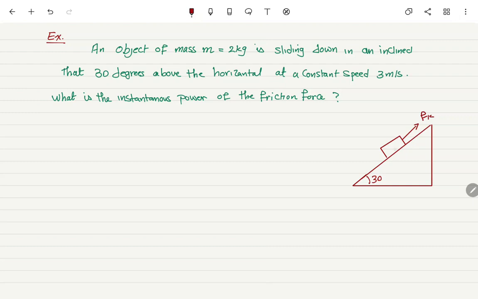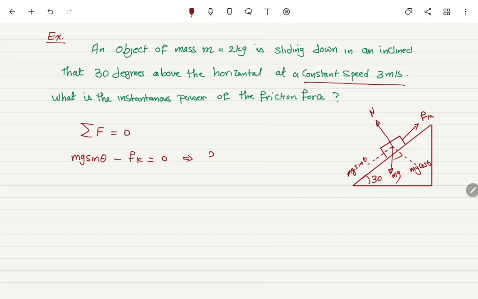So let's have a free body diagram here. We have the weight directed this way here, mg, and this one here is the normal. After analyzing the weight, you will get mg cosine theta, and this one here mg sine theta. And since we are looking for the instantaneous power of the frictional force, let's find the frictional force. So sum of all forces equals, in this case here, the object is moving with constant speed, so sum of all forces equals 0. So mg sine theta minus fk equals 0, or in other words, fk here equals mg sine theta.